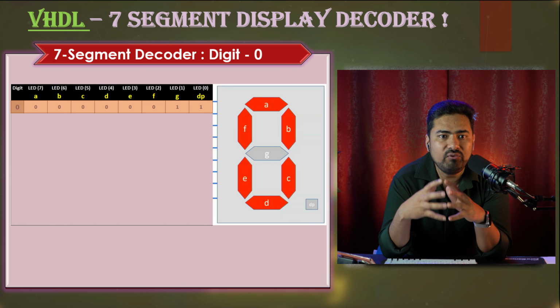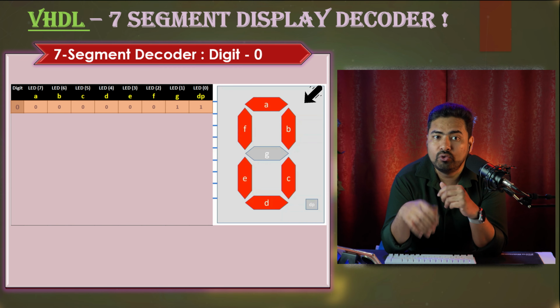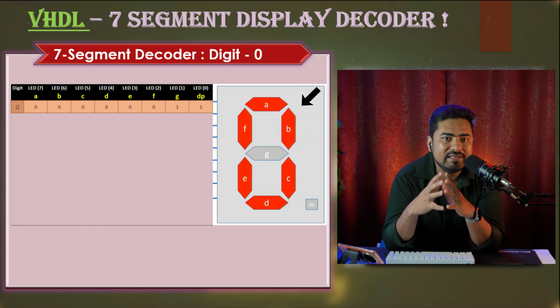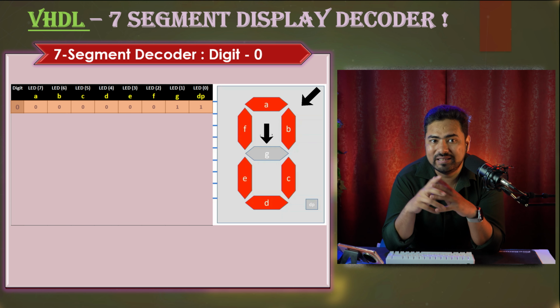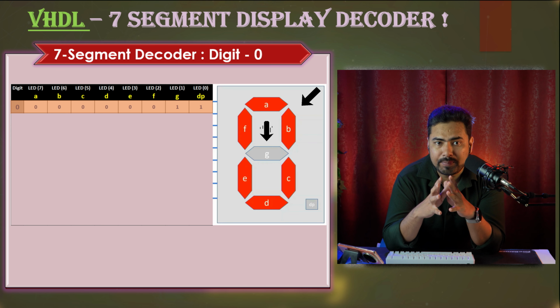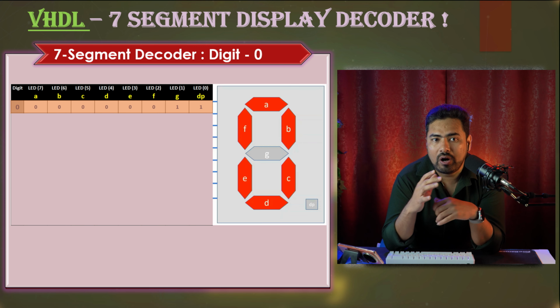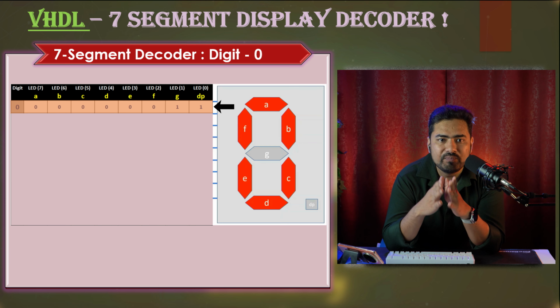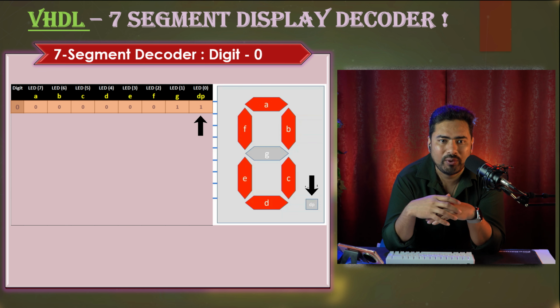So we will start from number 0. For 0, all the LEDs are on except segment G. Meaning for a common anode type display, we will set logical 0 to all the segments of this package except segment G, right? So our output will be 0, 0, 0, 0, 0, 0, 1, 1. The last LED is our decimal point. Okay, so don't get confused.